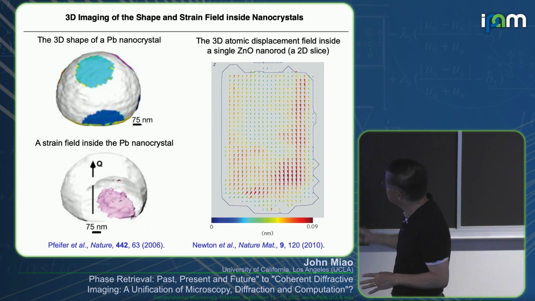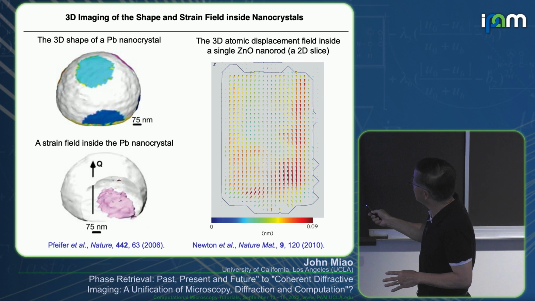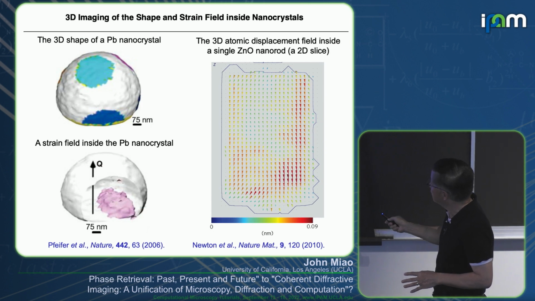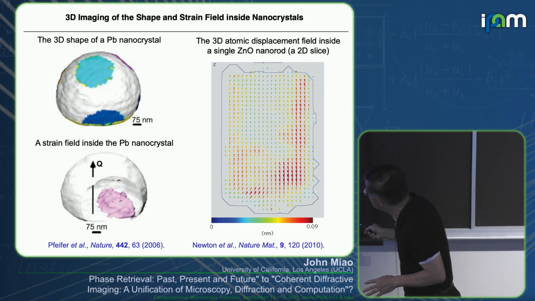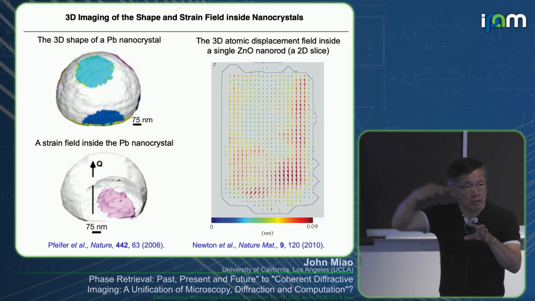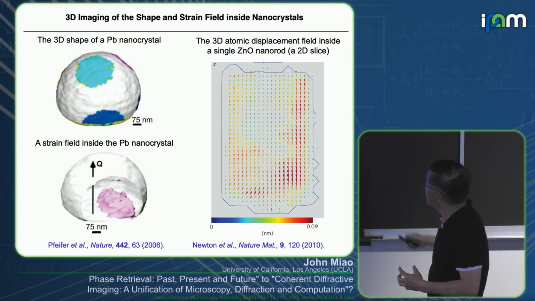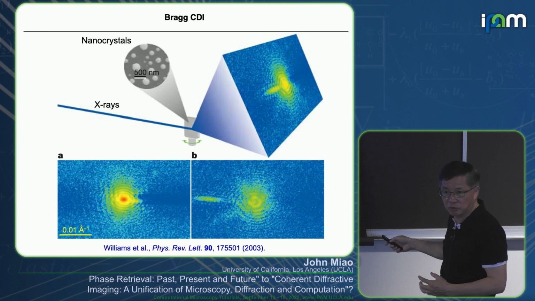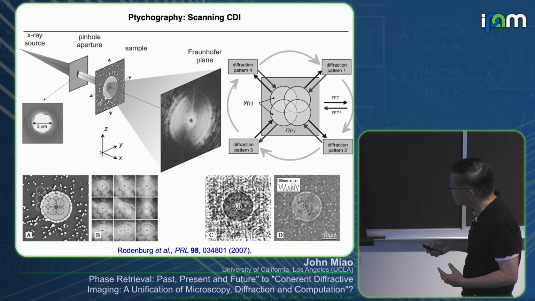They can also, and this was more than 10 years ago, map out the 3D atomic displacement field. This should actually be a vector field. So basically, Bragg CDI is: you use a crystal, and you measure the coherent interference surrounding one Bragg peak. You can measure all the Bragg peaks, so you can map out the strain tensor.